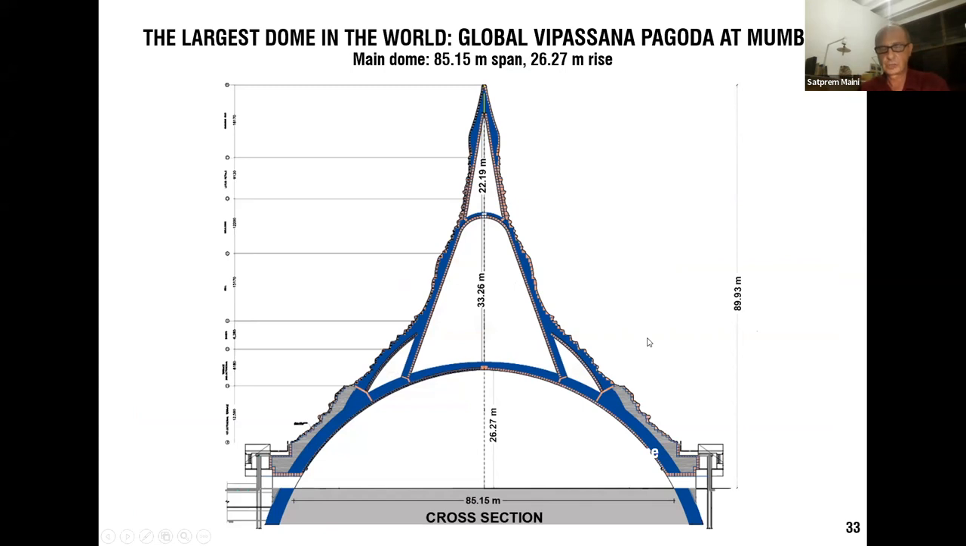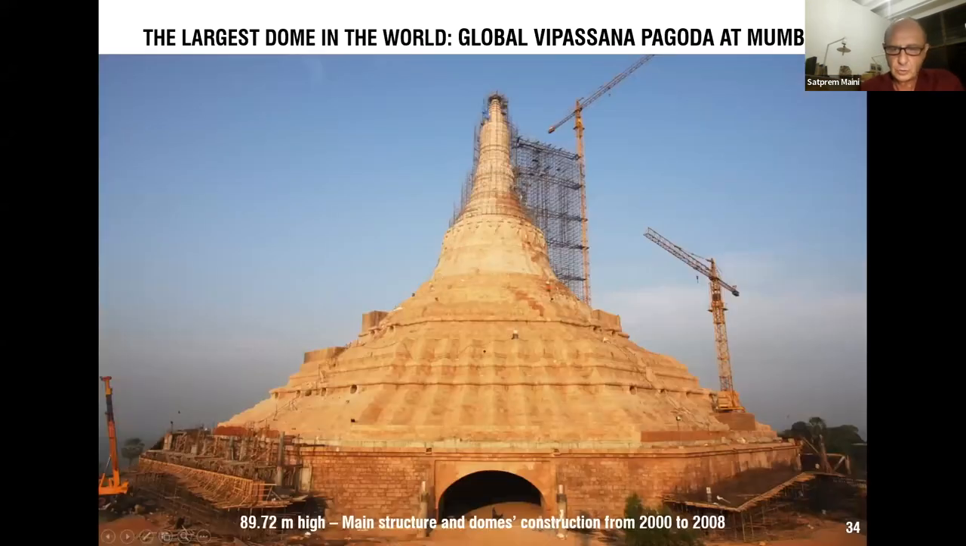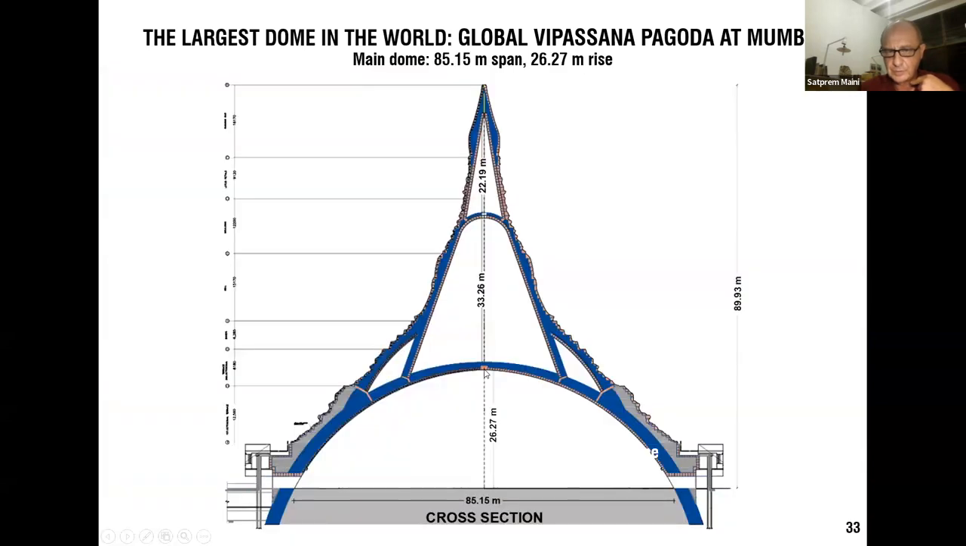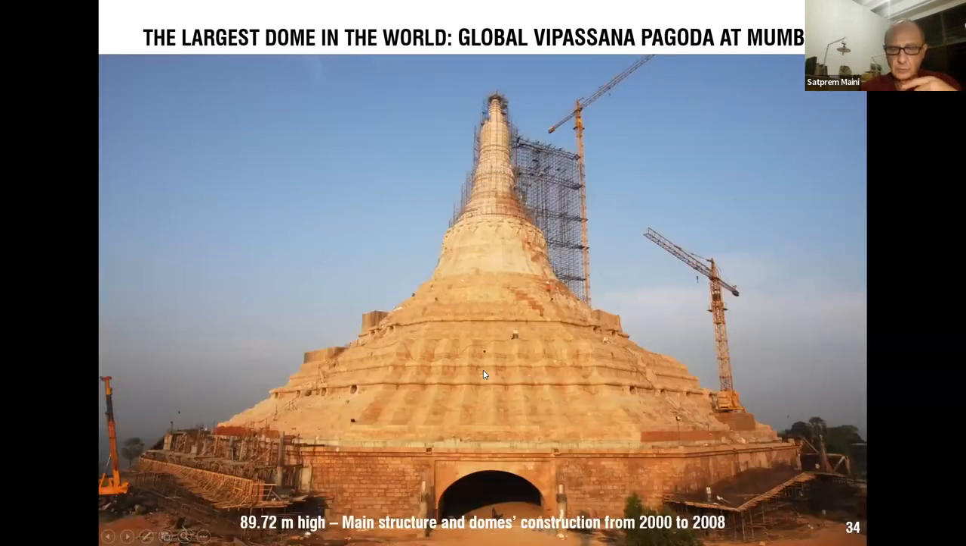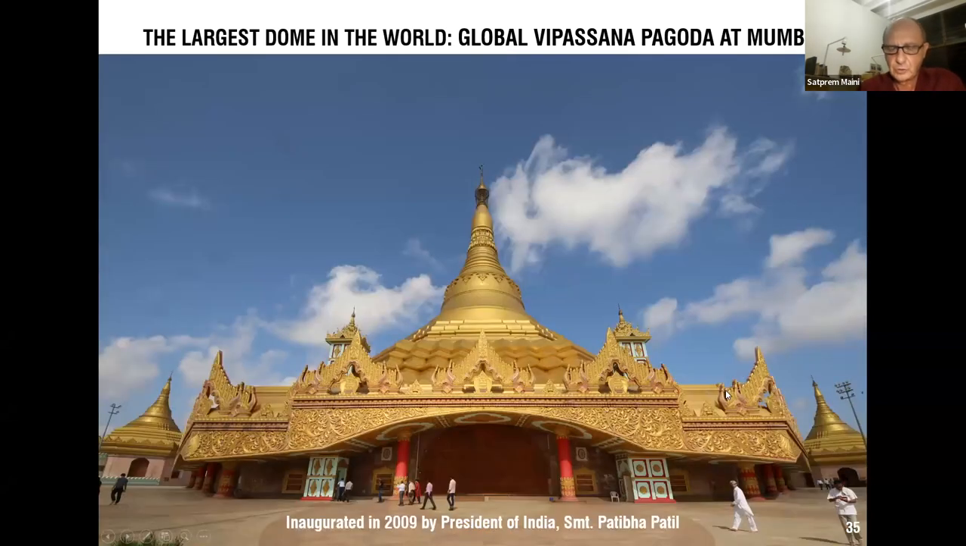So this was the project just before it was completed. It took about 8 years to build the building, because they had, I don't remember the number of tons, but thousands of tons of stone for this building, because the idea was to build a big Vipassana pagoda, where they had the Vipassana teaching inside. And on top of the dome here, there are relics of the Buddha, which are placed just here. And once it was completed, it was inaugurated by the President of India 1 year later.